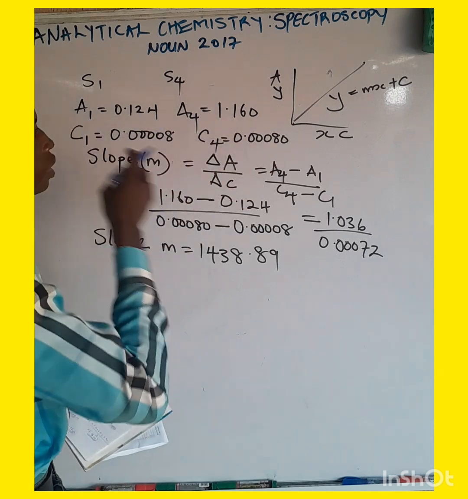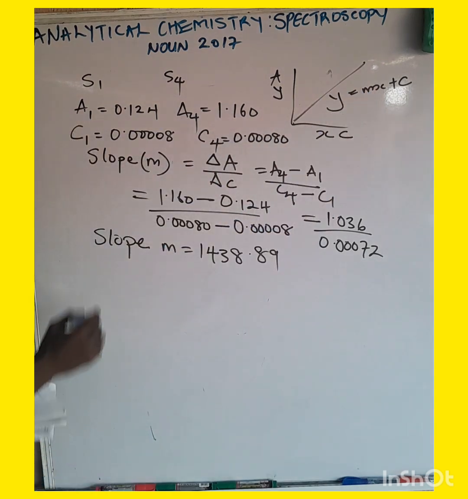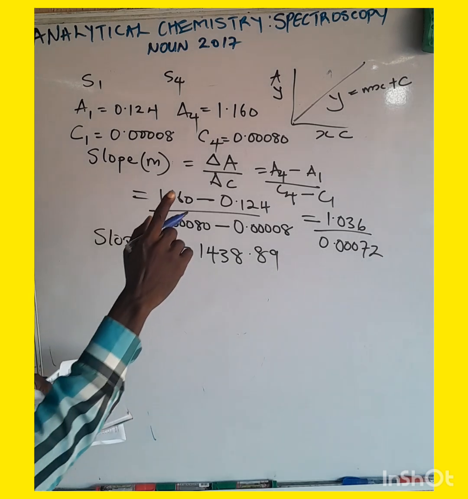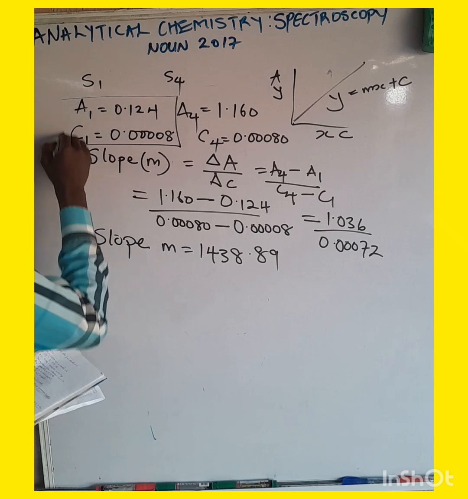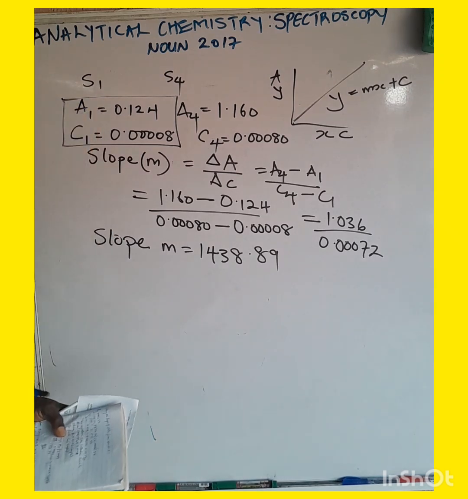So what are we going to do now? This is what we are going to do there. We are going to make use of the equation of the straight line using the standard one. Take note of the value of the standard one. So what is the value of the standard one? Everything in this place represents the value of the standard one.